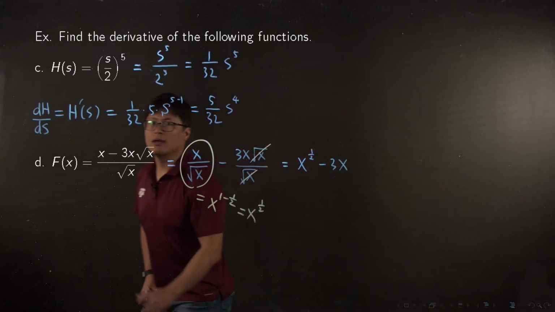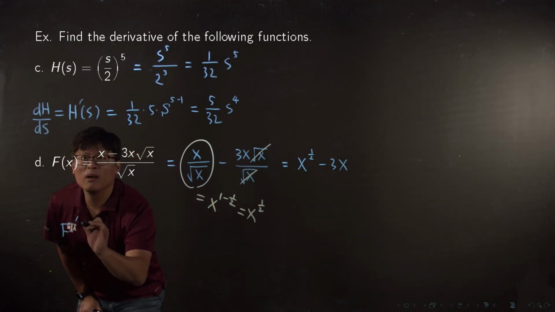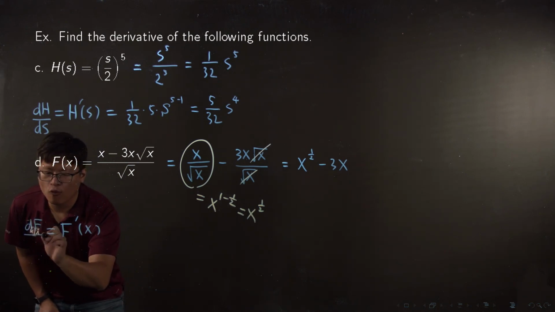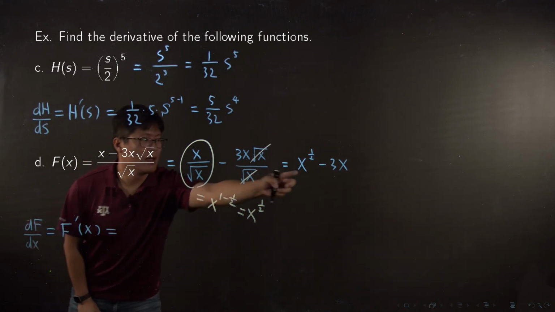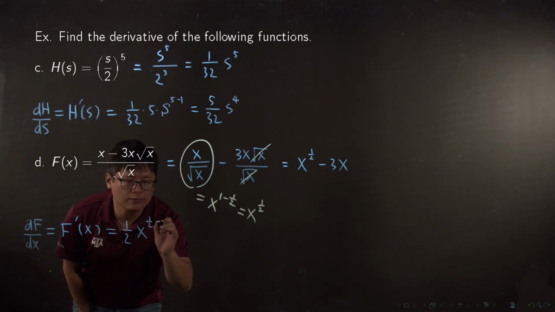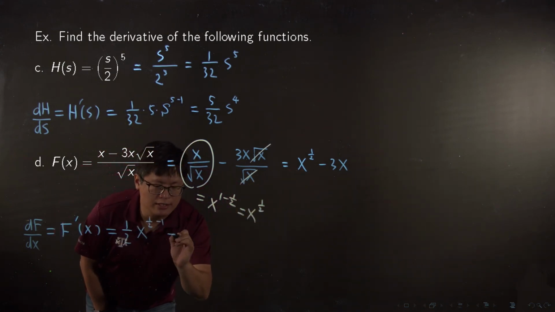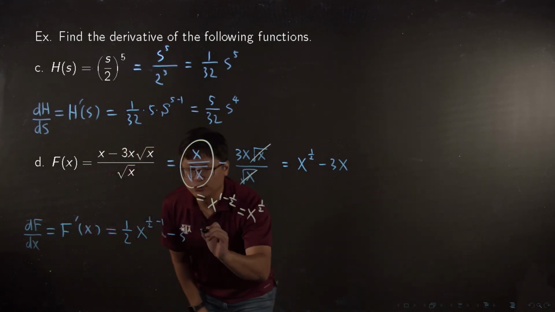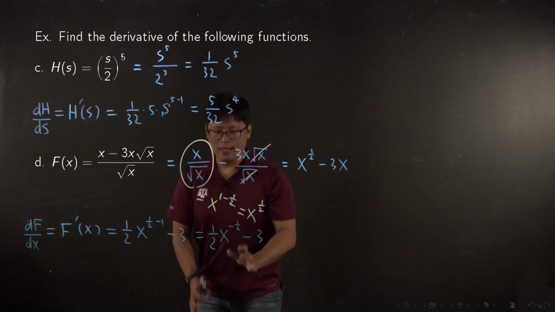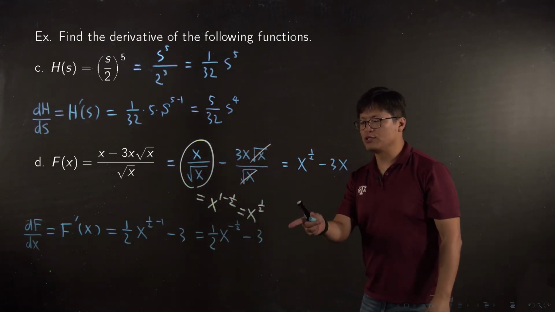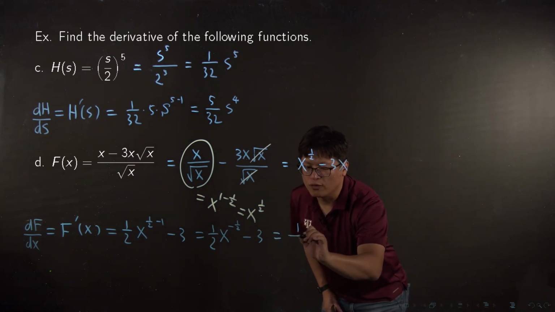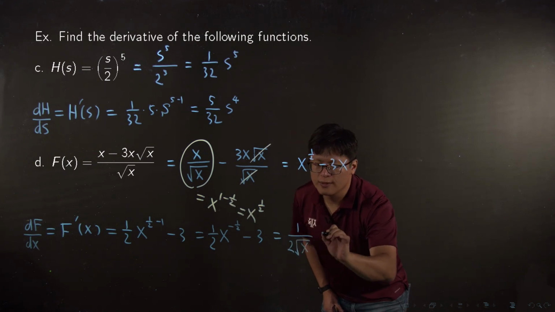Now take the derivative. Here we go. So f prime of x, or in a different form, df over dx, is equal to x to the 1/2 prime by the power rule, 1/2 x to the 1/2 minus 1, and minus 3x prime is simply minus 3, okay? So that is equal to 1/2 x to the minus 1/2 minus 3. This itself is fine, but if you don't want to use the negative power, then we can rewrite this one as 1/2 square root of x minus 3.